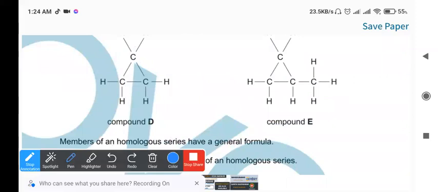Compound D is an alkene, and what we are drawing now is an alkene. We have already mentioned that.